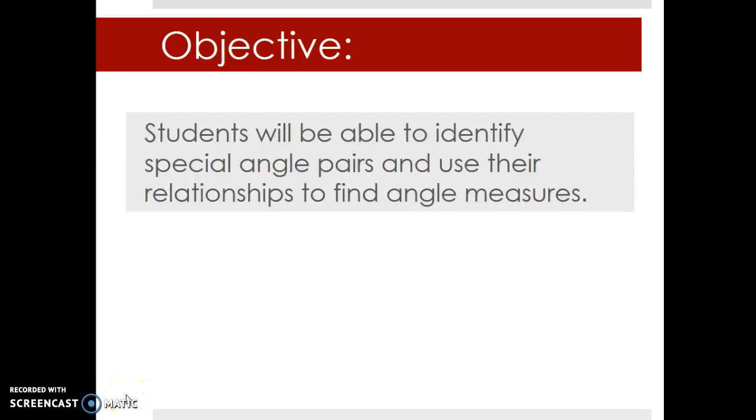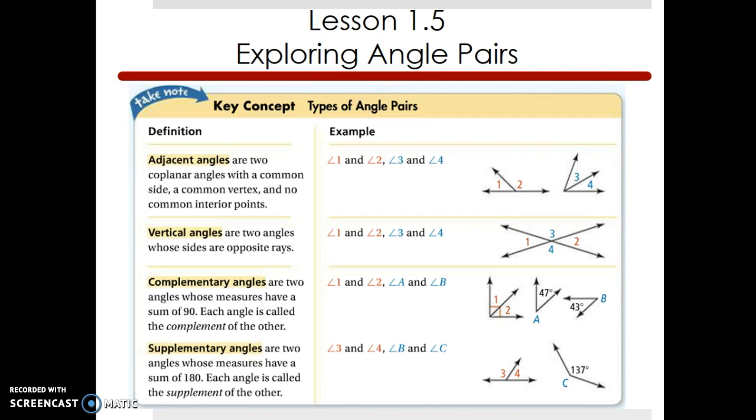Lesson 1.5, Exploring Angles. The objective for this lesson is to identify special angle pairs and to use their relationships to find angle measures. Angle pairs are like a pair of socks, meaning two things, right? Angle pairs means two angles that have a specific relationship. I'll go over a couple of those relationships with you.